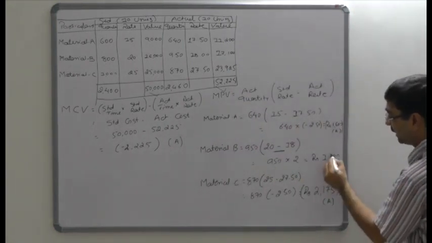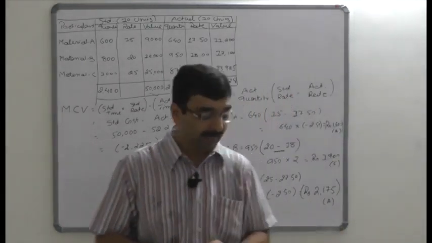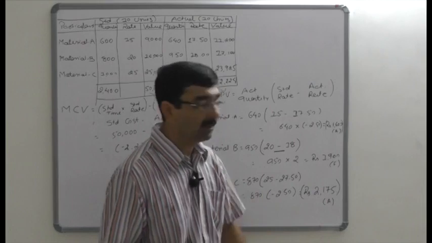In the case of material B, there's a correction. The material B, it's 1900. The multiplication comes to 950 into 2, it's 1900, and the 1900 is favorable.